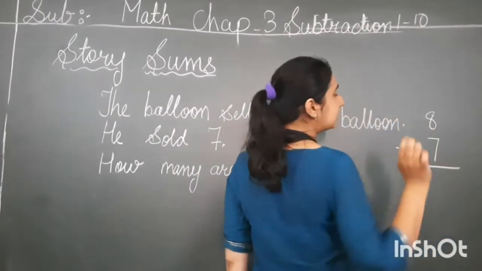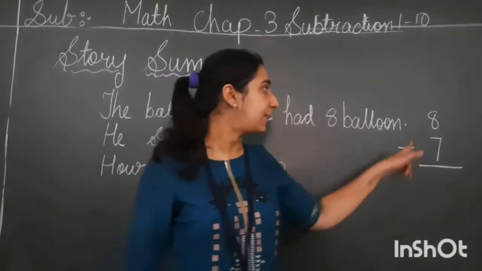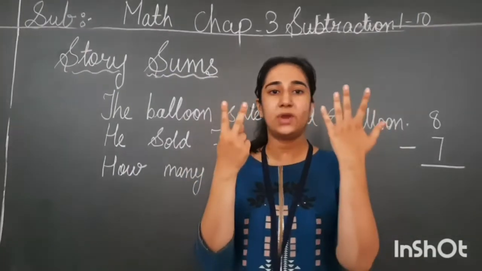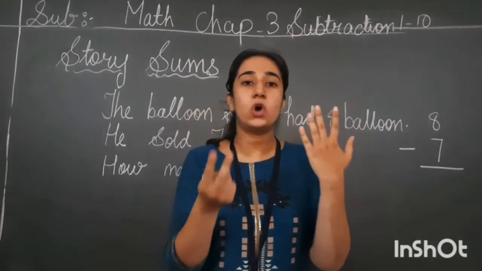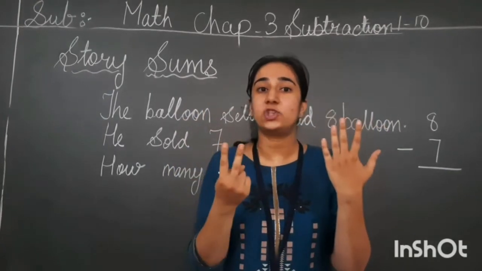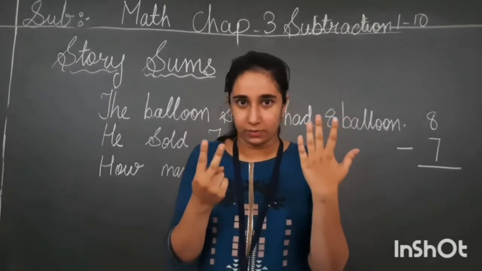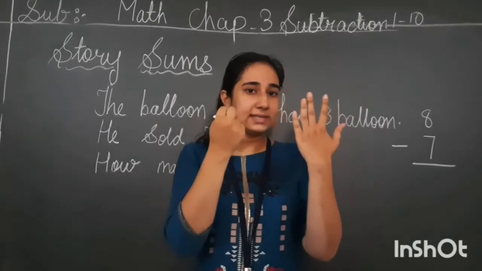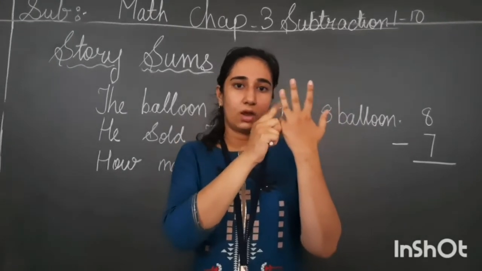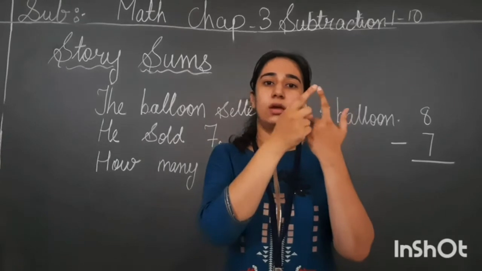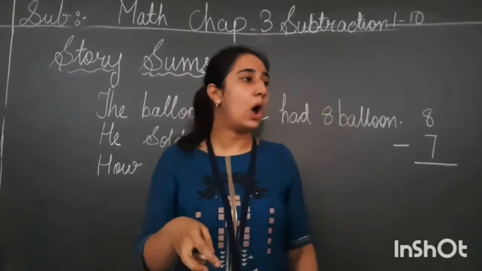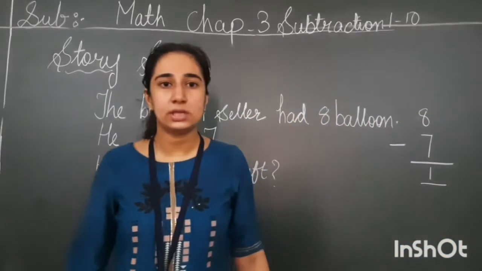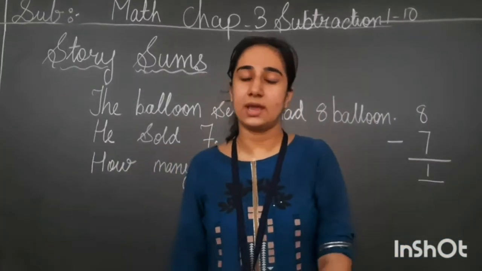Now 8 minus 7. Keep 8 in your mind and show 7 in your fingers. Count before 8. In subtraction, we count before. Now before 8, what comes? 7, 6, 5, 4, 3, 2 and 1. So after selling 7 balloons, only 1 balloon is left with him.